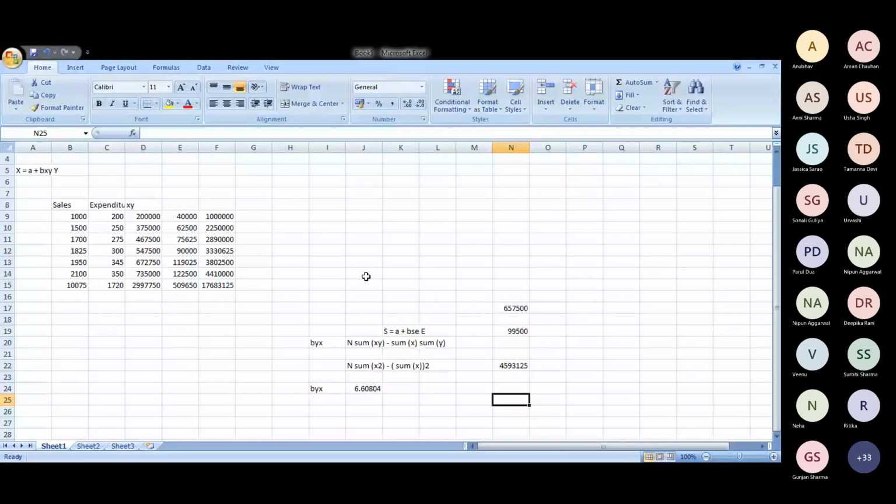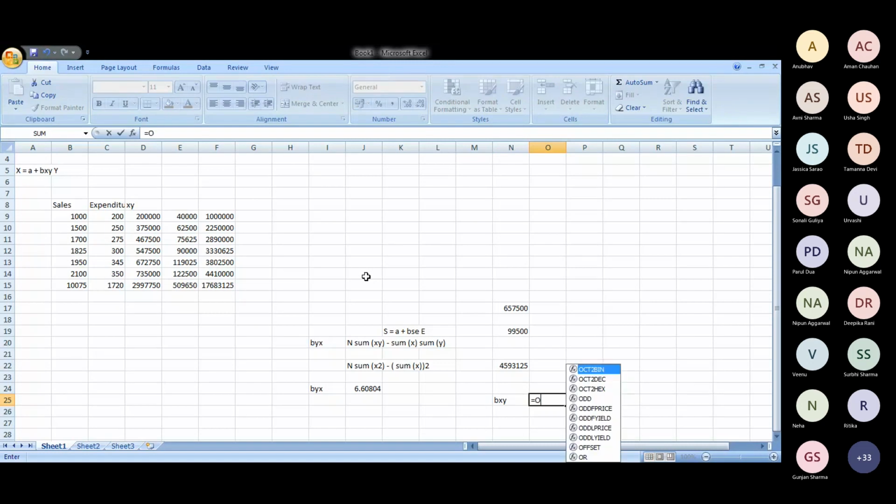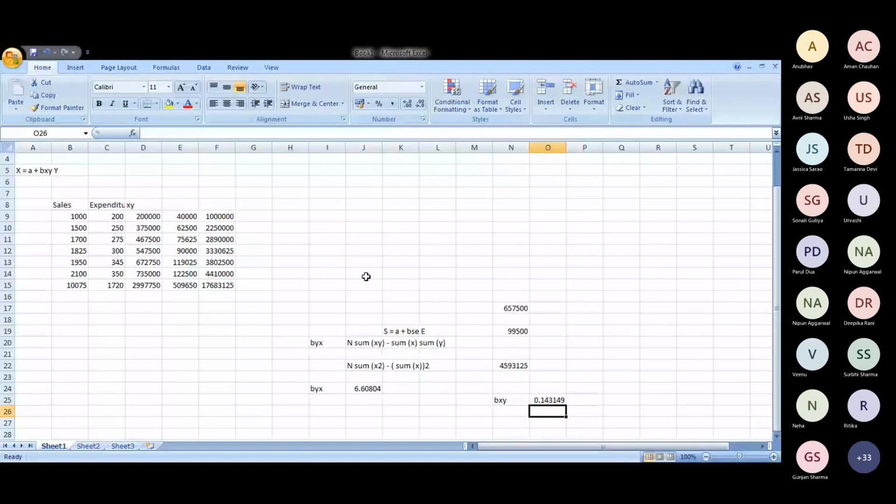Now if we want to find the value of bxy, the numerator will again be N17, divided by N22. So it is 0.143149. That will be the value of how the expenditure is dependent on sales. This is the reverse one, how the expenditure will depend on the sales. So in that way, we can find the value of the regression coefficient.